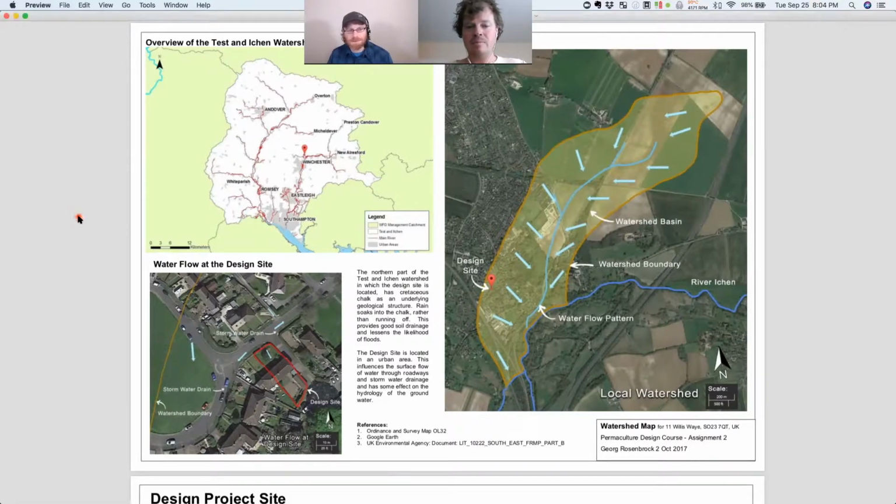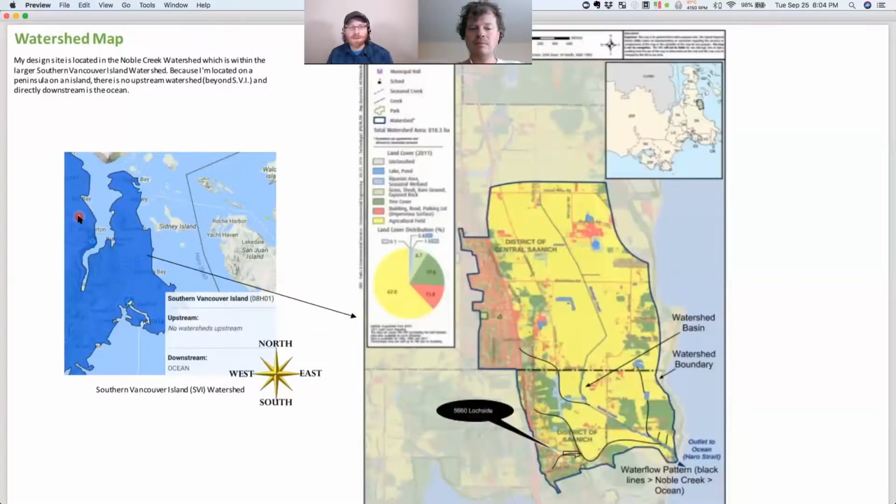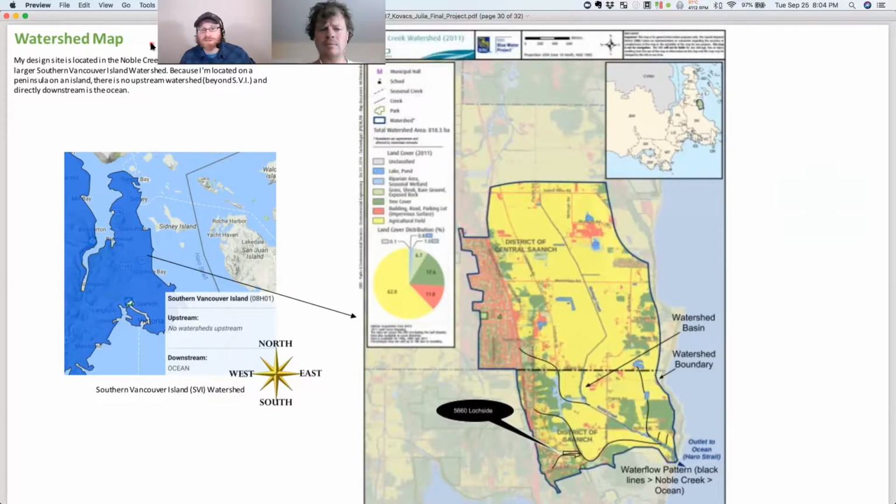Absolutely. Great points. So here's another great assignment that started off with where the design site was, talking a little bit about how there's no upstream watershed because of where they specifically are, and downstream there's the ocean. So starting to give us a sense. Now this is a great example, especially in this one, of showing us governmental maps and showing us that already we're seeing things like title blocks.